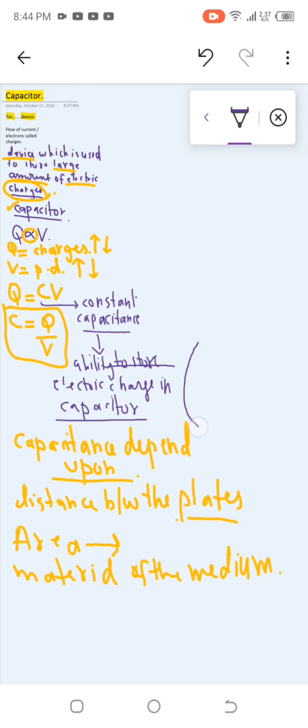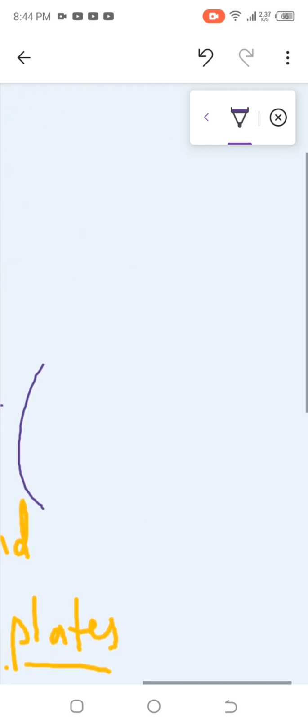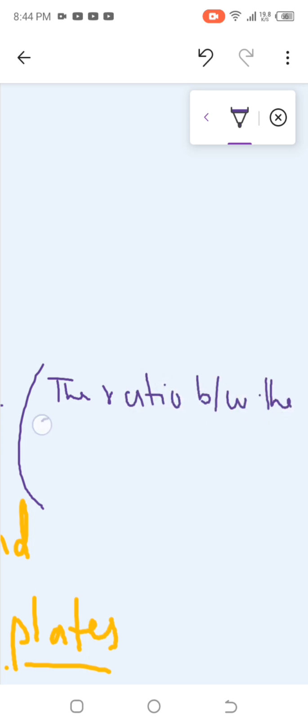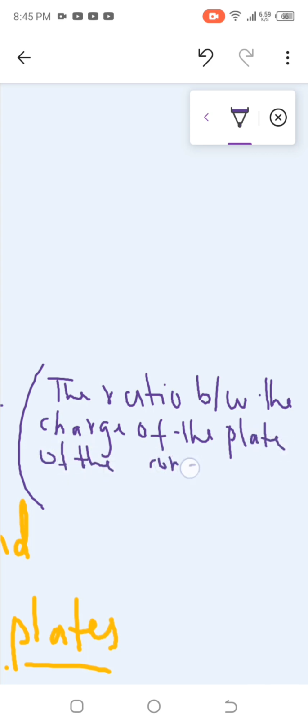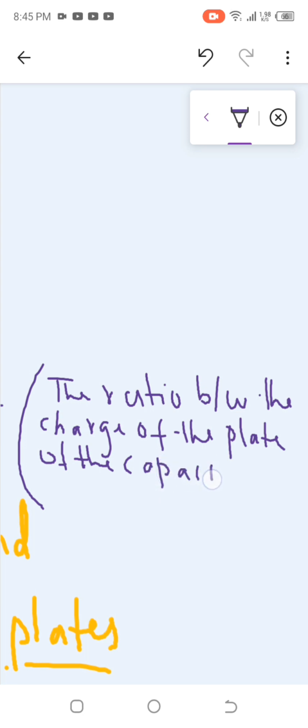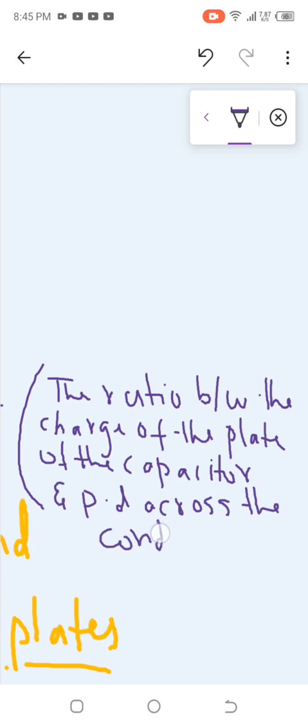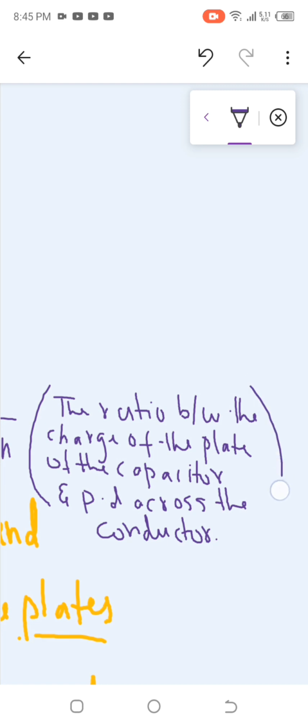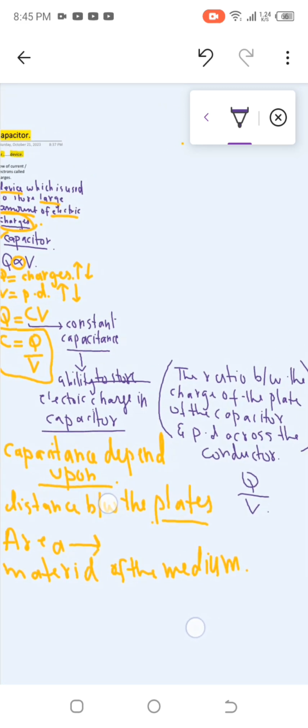Another definition of capacitance, besides the ability to store electric charges in a capacitor, is the ratio between the charge on the plate of the conductor, the capacitor, and the potential difference across the conductor. This is also another definition of capacitance.